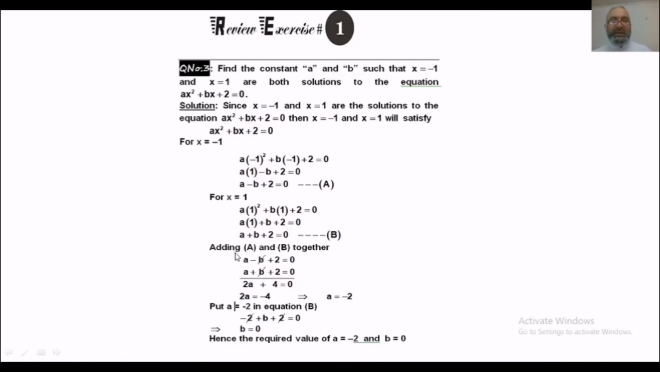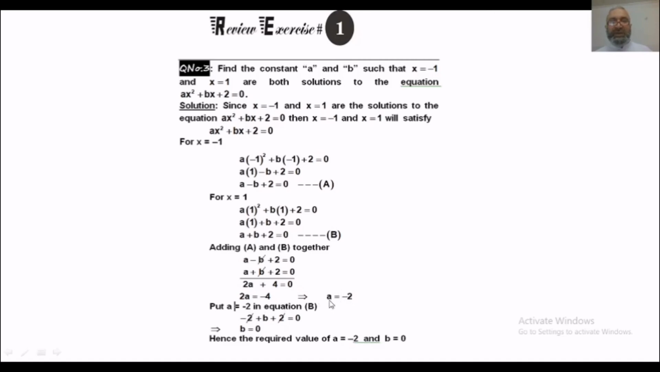So adding equation A and B. By adding the first equation a minus b plus 2 is equal to 0, and the second a plus b plus 2 is equal to 0, minus b plus b cancel each other. So a plus a becomes 2a and 2 plus 2 becomes 4 is equal to 0 on the right side. So transferring 4 to the right side, 2a is equal to minus 4, dividing by 2, we get a is equal to minus 2.